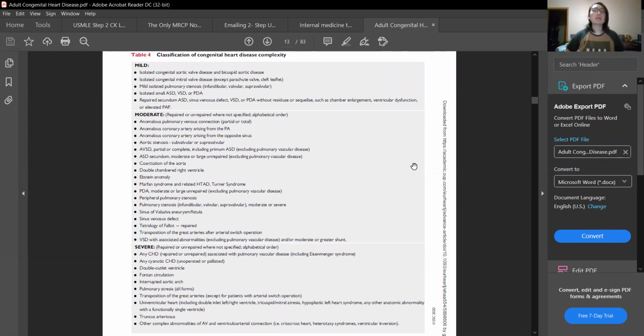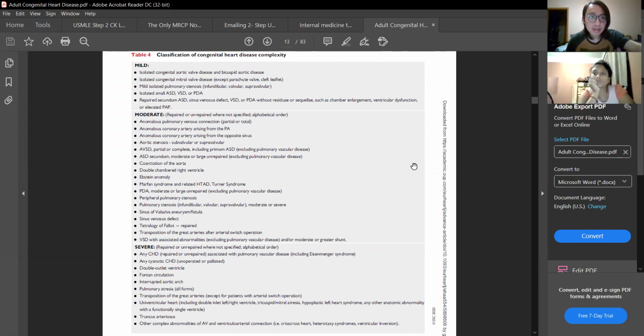Okay. This is based on the ESC guideline. As I mentioned earlier, they divide it into mild, moderate, and severe. And you can see how many congenital heart diseases there are right there, like a million, not really a million, but a lot. As I talk about cyanotic, acyanotic, shunting, stenotic and regurgitant, I want you to find which place that particular disease falls under. It might fall under mild, moderate, or severe, according to the guideline.